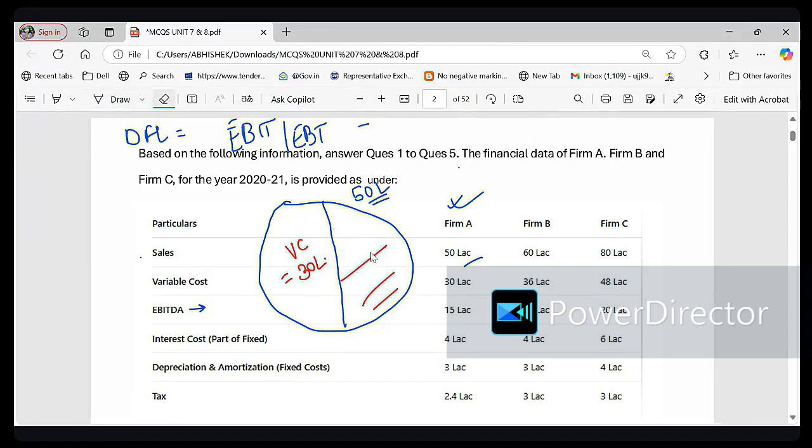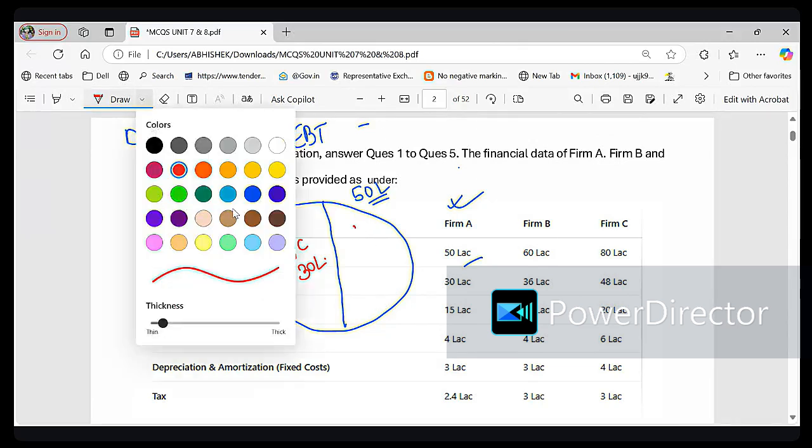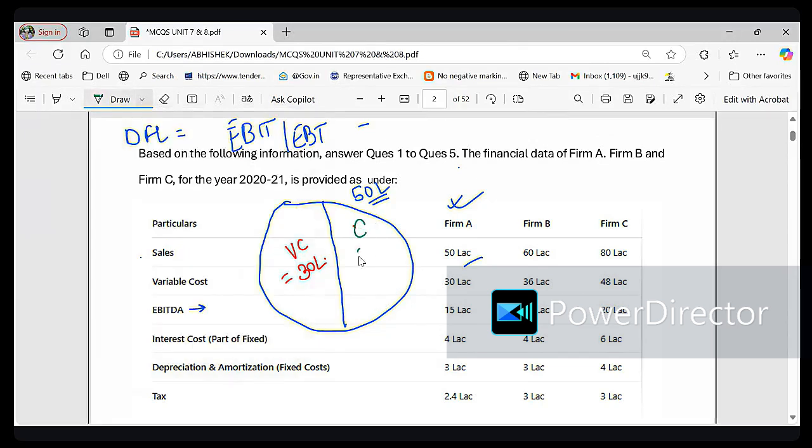So how much will be the contribution? Let me use green color. So our contribution will be 20 lakh. How did we get the contribution? Contribution is nothing but sales minus variable cost. Sales is 50 lakh and variable cost is 30 lakh. So 50 minus 30 is 20 lakh. So contribution is 20 lakh.